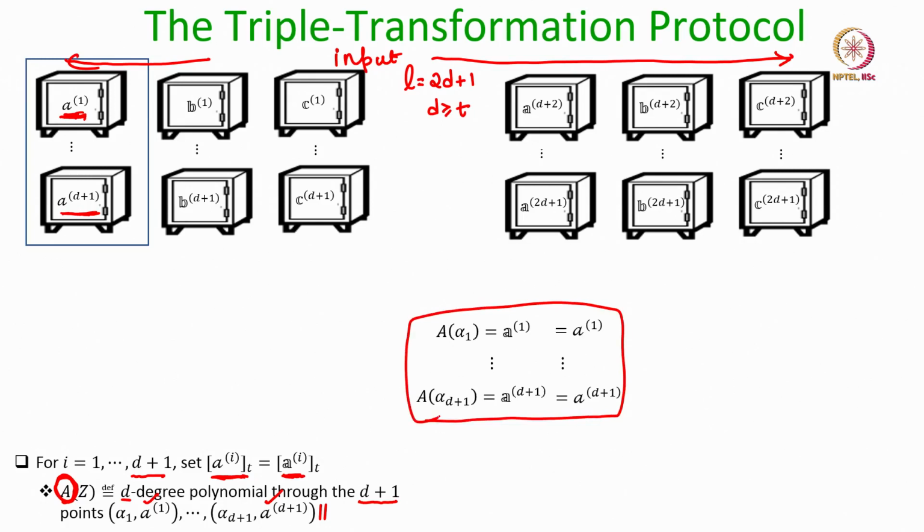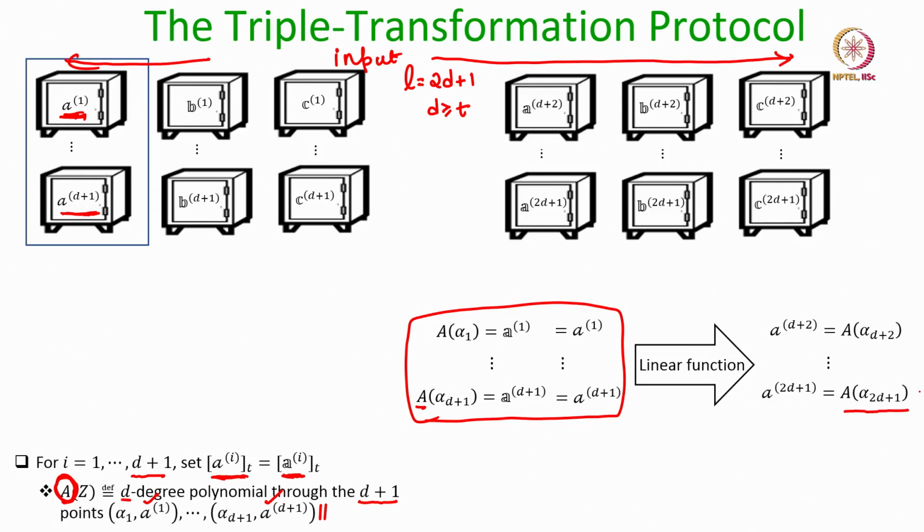Okay. So, this is the way I have set my A polynomial, and now I know that if I want to compute some new points on this A polynomial, namely the value of the polynomial at alpha d plus 2, the value of the A polynomial at alpha d plus 3 and the value of the A polynomial at alpha 2d plus 1, then these values are linear functions of the first d plus 1 points on my A polynomial. And this linear function is publicly known, namely it is the Lagrange interpolation function.